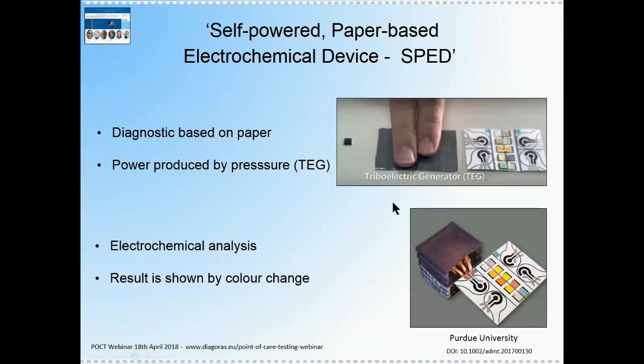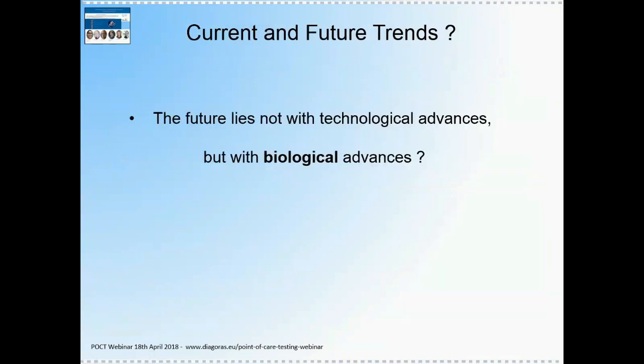Here we have some kind of self-powered device produced by Purdue University in America. And this is a device which generates basically its own electricity, so a small charge of electricity by pressing on the electrochemical device, or SPED. And you have a paper-based device, and results can be shown by a color change. So this may be important, for example, in removing testing devices from the need for electricity or mains electricity, being able to quickly generate enough current to run a simple diagnostic test.